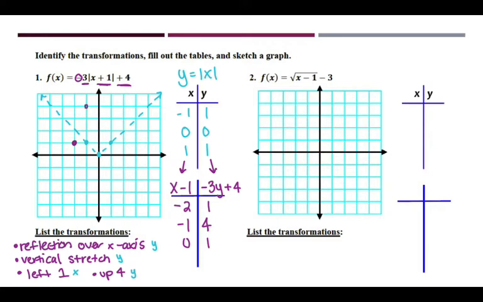-1, 4, and 0, 1. And here is my transformed graph. I can see that it is now opening down. That's because of the reflection.